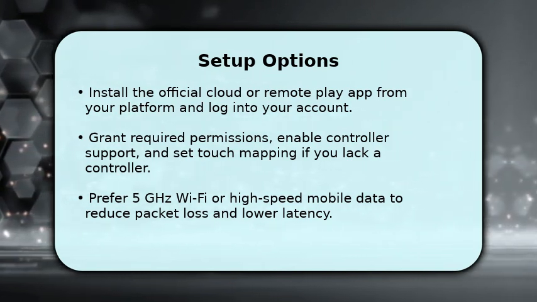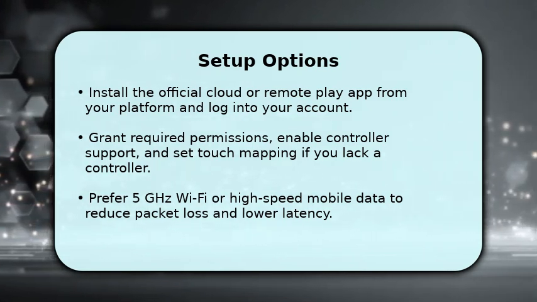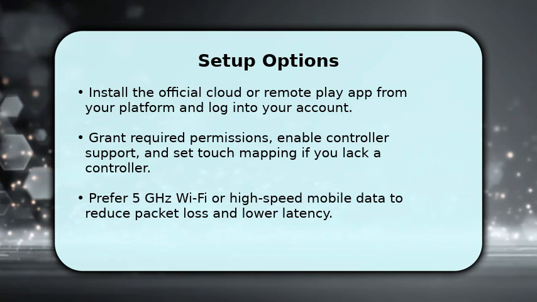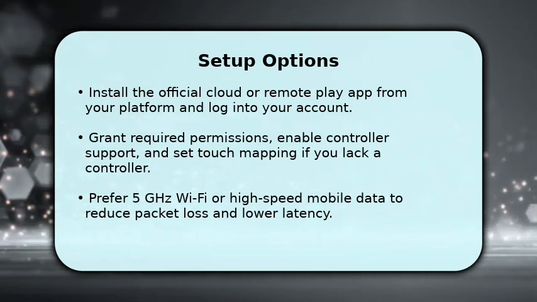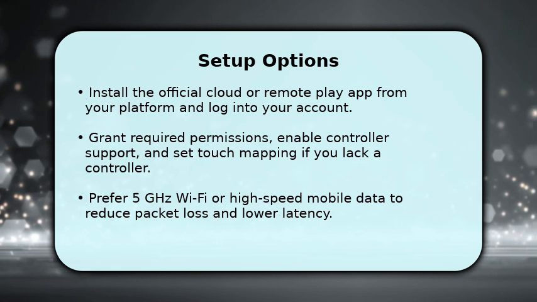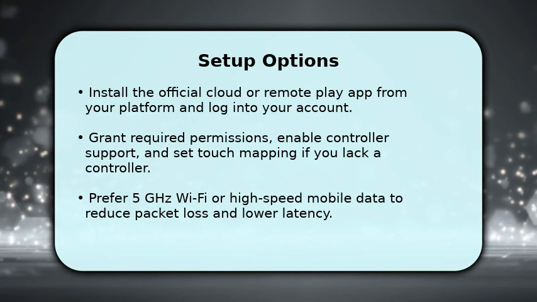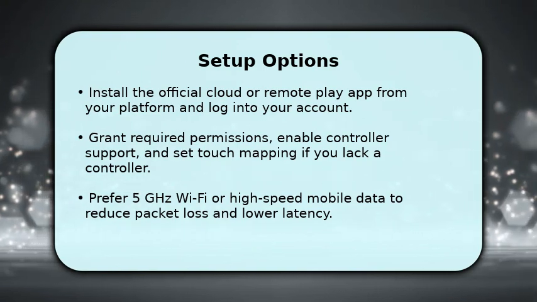Install the official Remote Play or Cloud app, sign into your platform account, and grant permissions. Connect a low-latency controller or enable touch controls with custom mapping. Use 5 GHz Wi-Fi or fast mobile data, close background apps, and enable battery saver when needed. Finally, calibrate controls and run a quick trial session.